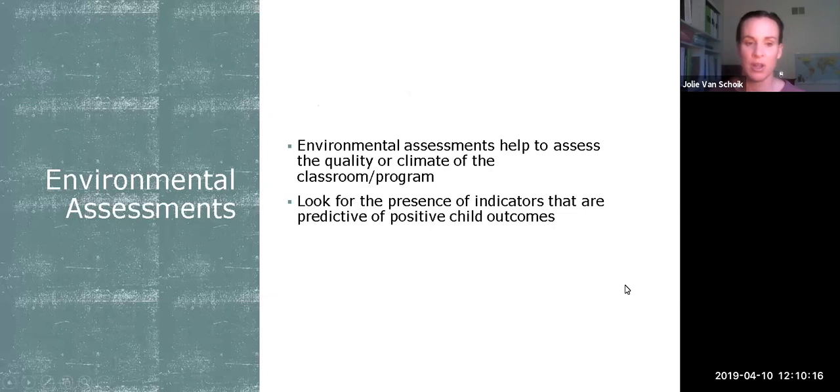So we're going to look at environmental assessments because our rating scale is an environmental assessment. It helps to assess the quality and climate of your classroom program, and it looks for the presence of indicators that are predictive of child outcomes.